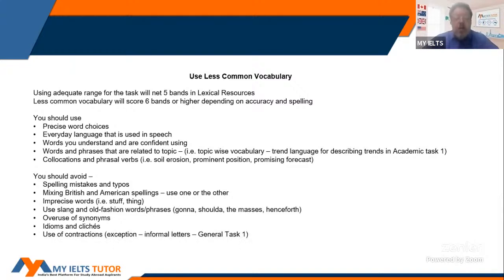And then you want to avoid use of contractions. This is the case in terms of the essay and academic task 1, and also in formal letters as well. In task 1, for informal letters, you can use contractions.